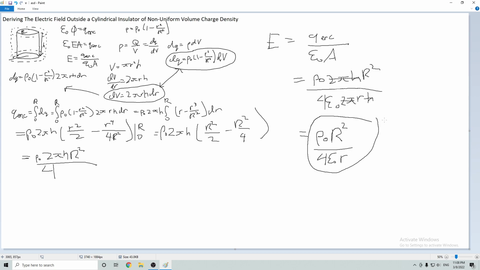So basically, our electric field outside a cylindrical insulator of non-uniform volume charge density, with the volume charge density being rho naught times 1 minus little r squared over big R squared, is equal to rho naught times big R squared over 4 epsilon naught r. So yeah, that was deriving the electric field outside a cylindrical insulator of non-uniform volume charge density. Let's go.